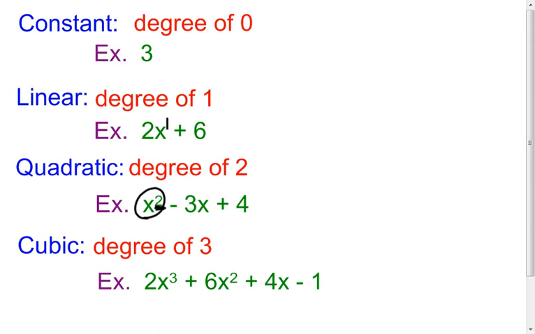If you haven't figured out, the degree is the highest exponent that you see. Okay? A cubic has a degree of 3, so that means the highest exponent that I will see is a 3, which happens to be in this term right here. Okay? It doesn't matter if I have all the other terms behind it. It's what is the highest exponent that I see.